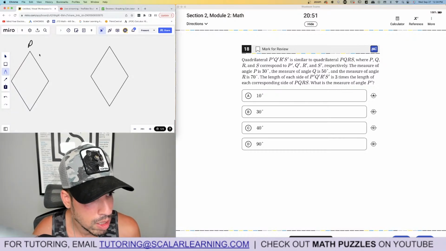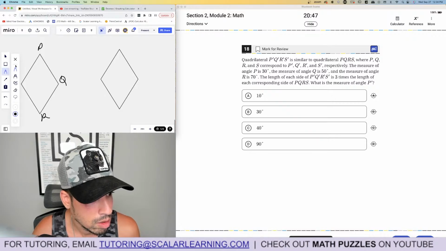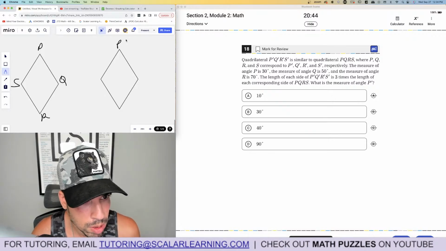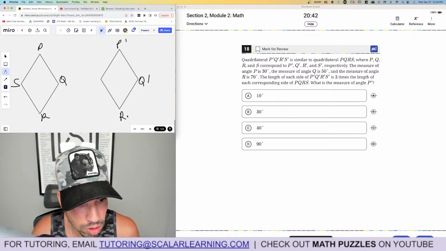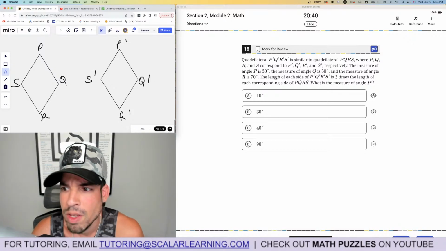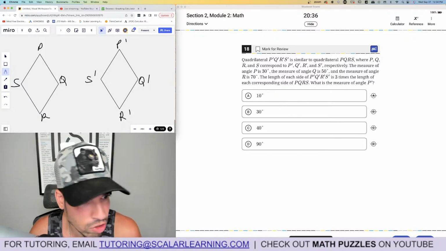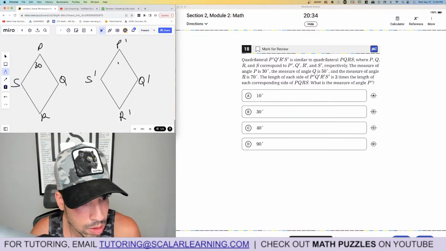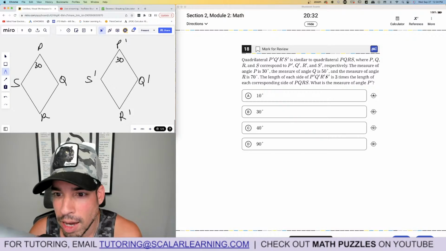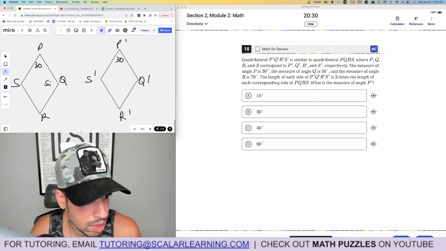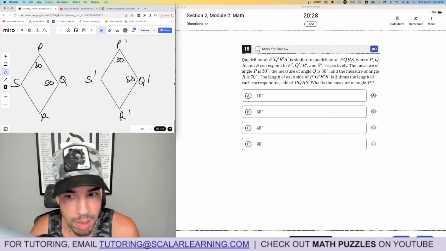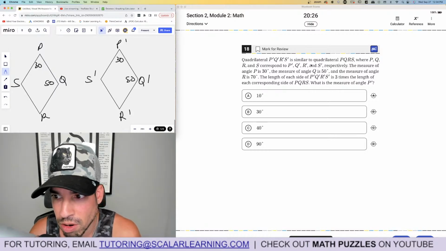So we got PQRS, and then we got P' Q'. You don't have to go to this detail, I'm just doing it for your benefit. And saying the measure, and they're similar. That means the angles are equivalent. The measure of P is 30. That means P prime is 30. And the measure of Q is 50. That means Q prime is 50 because it's corresponding. It says P corresponds to P prime, and so on.